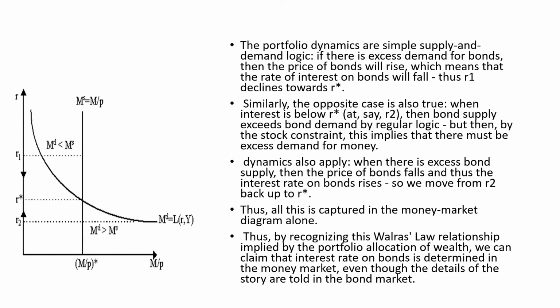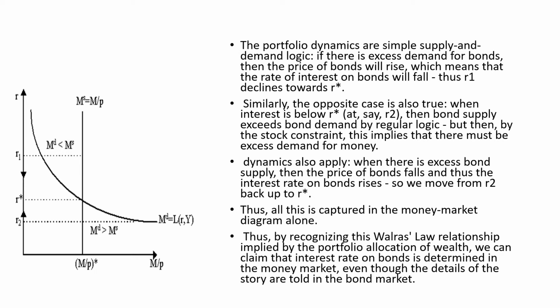The portfolio dynamics is considered to be something of demand supply logic. If there is excess demand for bonds, then the price will rise, which means that the rate of interest will fall. And here, the interest rate would decline from R1 to R star. On the other hand, when the interest rate is below R star, then the bond supply would exceed bond demand by the same logic, and this implies that there must be excess demand for money.